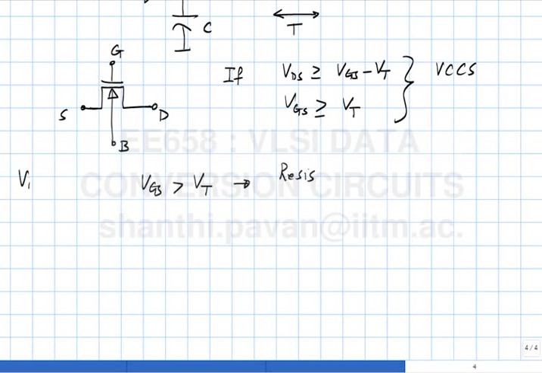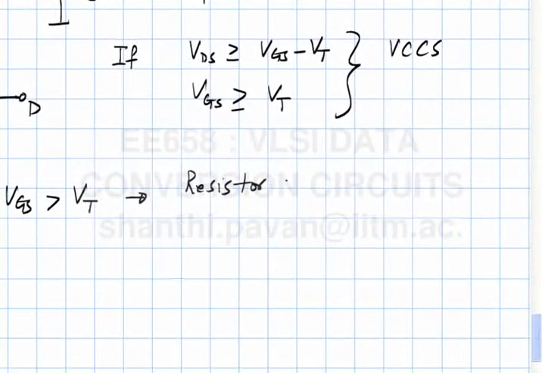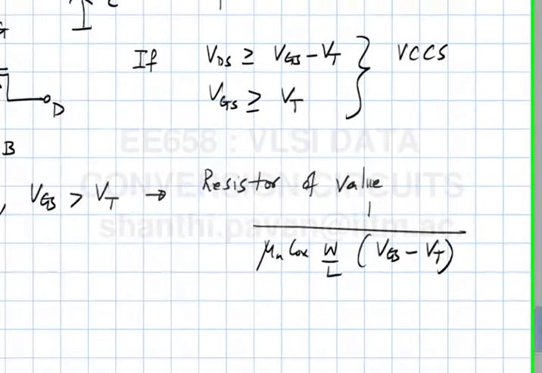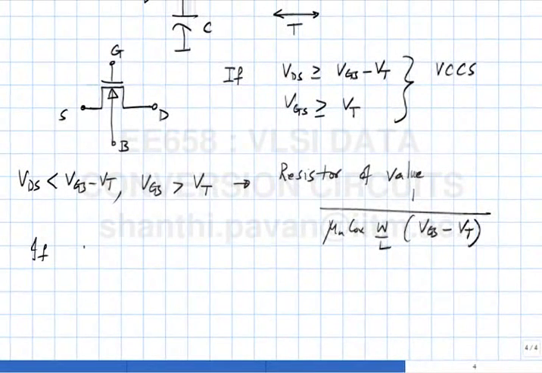So if VDS is less than VGS minus VT and VGS is greater than VT, it will look like a resistor of value 1 over mu n C ox W by L times VGS minus VT. And if VGS is less than VT, the transistor behaves like an open circuit.